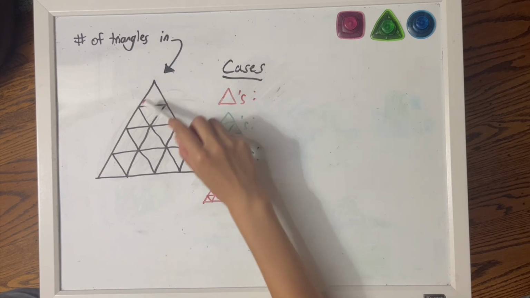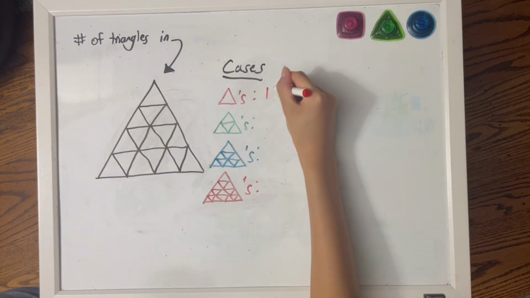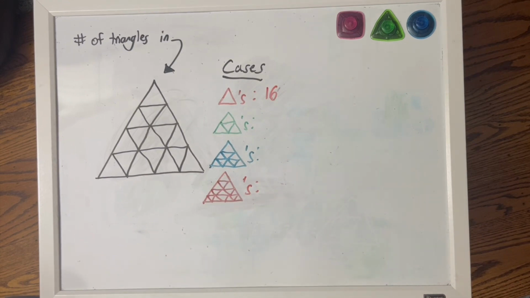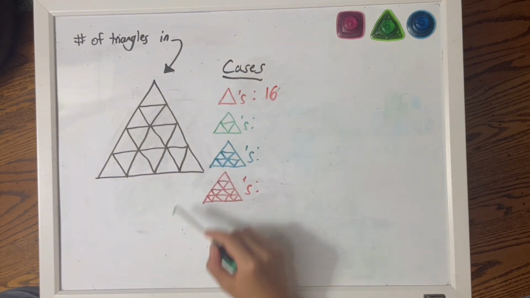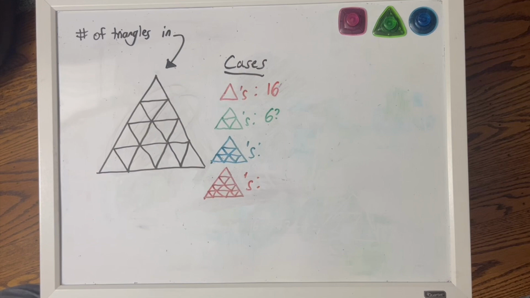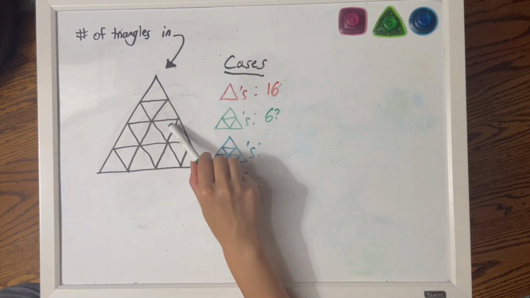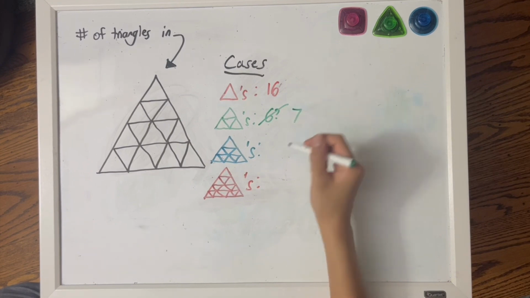Let's count how many single triangles there are. There are 16 single triangles. Now, let's count the number of the next triangle. There's 1 triangle up here, there's 2 triangles in the middle row, and there are 3 triangles in the bottom row. So you would think that there are 6 of these triangles, but there's actually 1 triangle that is upside down in the middle. So that actually makes for a total of 7 triangles.